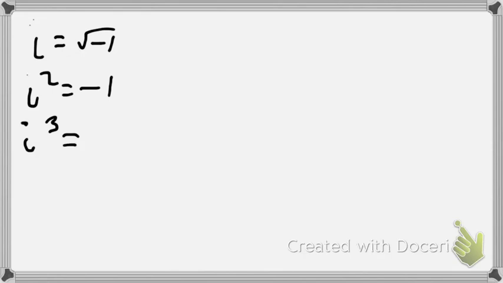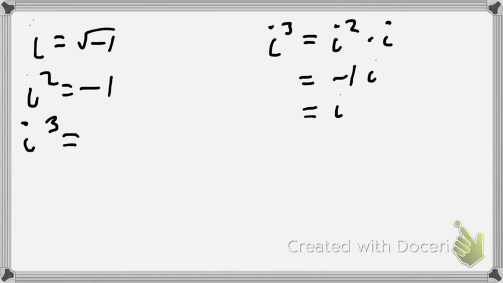Okay, couple things here. So we know that i equals the square root of negative 1. That's what we started with. We also said that i squared equals negative 1. So what does i cubed equal? If we rewrote i cubed, we can say that equals i squared times i to the first. So what's i squared equal? Well, i squared is negative 1, i is i, so i to the third equals negative i.